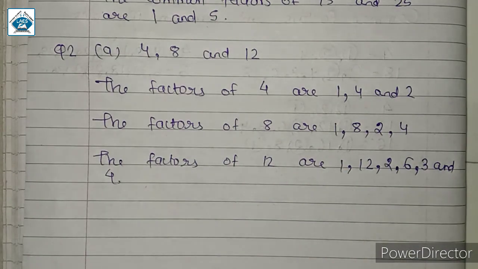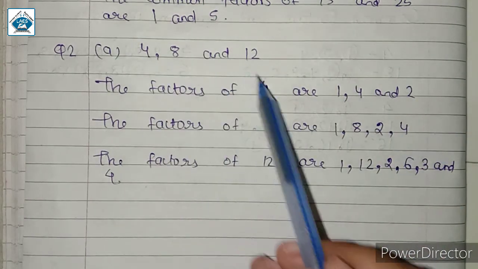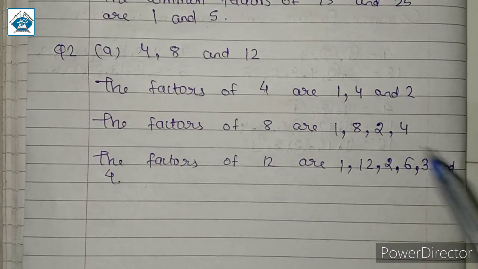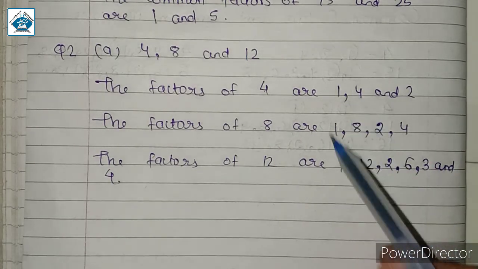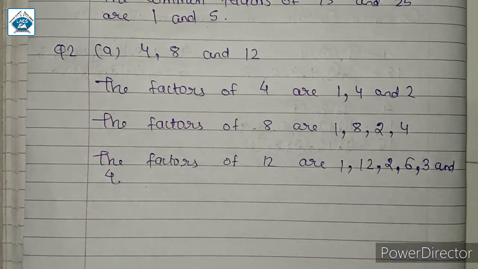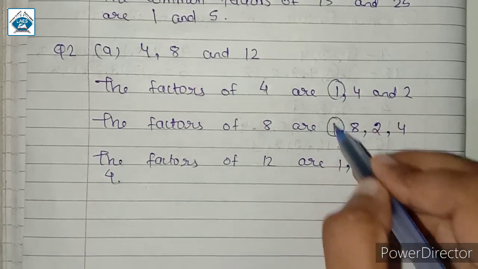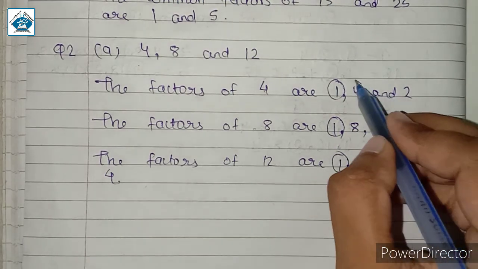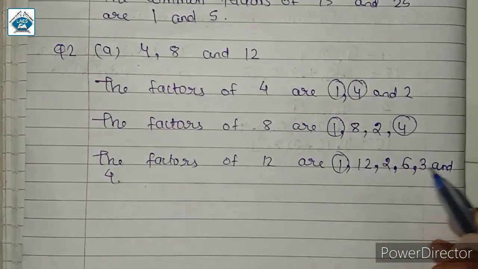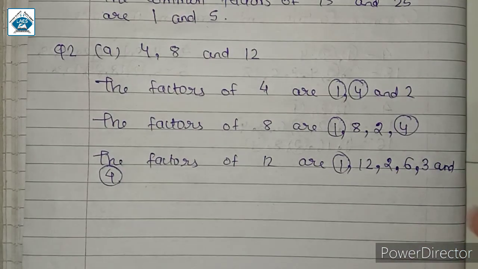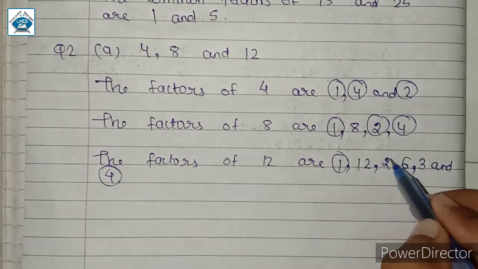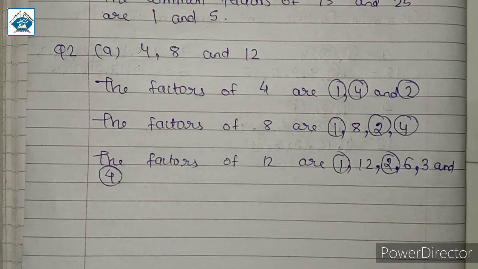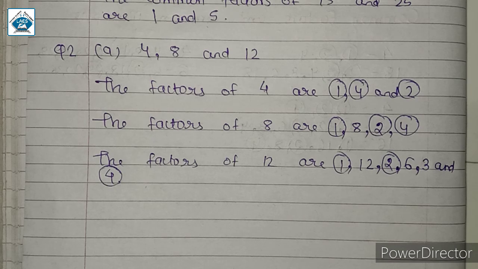So we have to find the common factors of 4, 8 and 12. All these three numbers. So here we will find the numbers which are common in all three of these numbers. So 1 is common in all three of these numbers. 1 is common in 4, 8 and 12. Apart from that, we have 4. 4 is common in these three numbers. Then 2 is also common in these numbers. There are no other numbers which are common. So we can say that the common factors of 4, 8 and 12 are 1, 2 and 4.